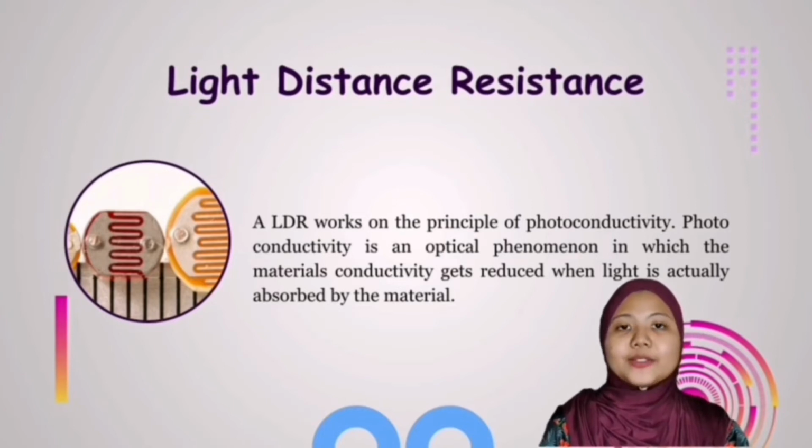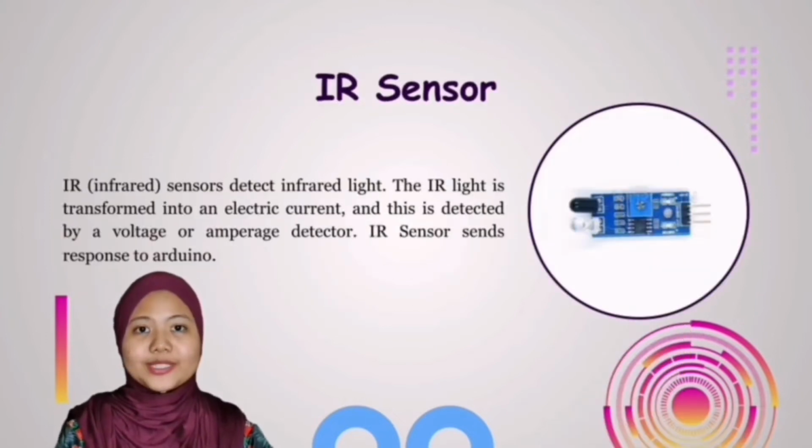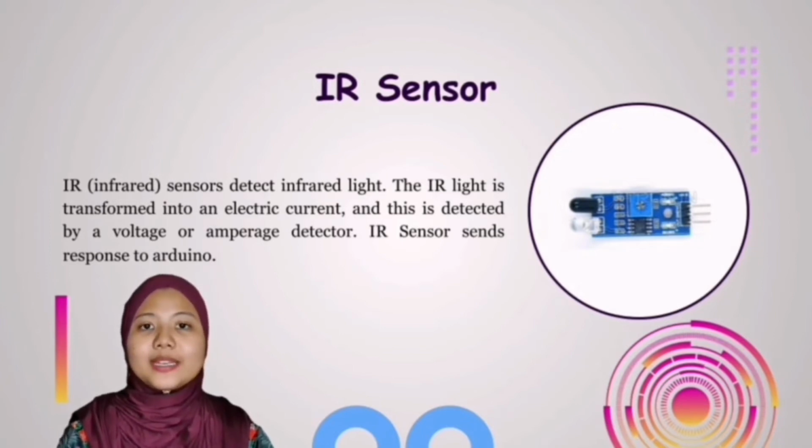Photoconductivity is an optical phenomenon in which the material's conductivity changes when light is absorbed by the material. Next is the IR sensor. An IR sensor is an infrared sensor, an electronic instrument used to sense certain characteristics of its surroundings by either emitting or detecting infrared radiation. It is also capable of measuring the heat of an object and detecting motion. So once there is motion, the IR sensor will send the response to the Arduino.